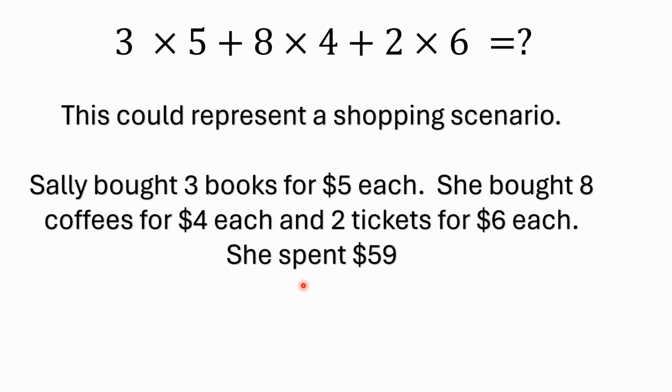And a problem like this, this type of equation or expression, can represent a shopping scenario. For example, Sally bought 3 books for $5 each. She bought 8 coffees for $4 each and 2 tickets for $6 each. She spent $59.